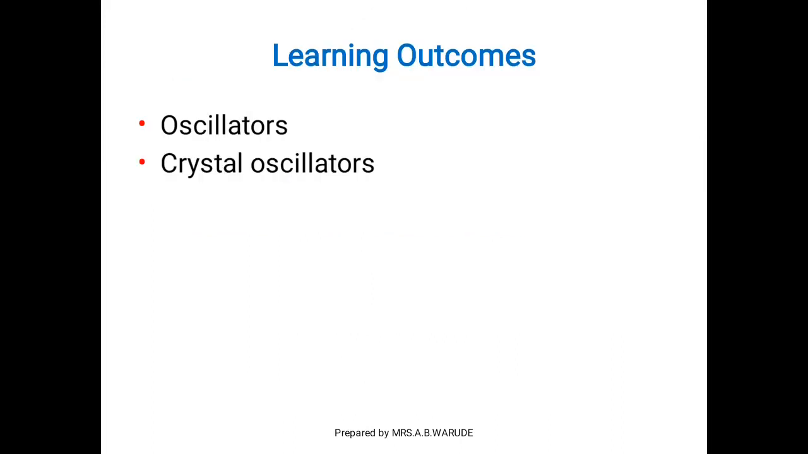In the last video, we already studied positive feedback, negative feedback, and the Barkhausen criterion for oscillations. In this video we are going to learn about the definition of oscillator and the different types of oscillators and the crystal oscillators in brief.